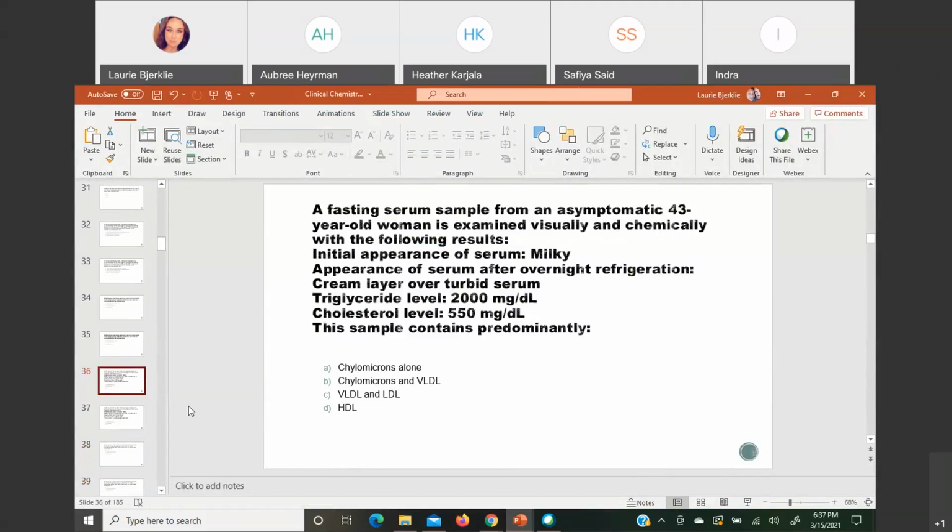A fasting serum sample from an asymptomatic 43-year-old woman is examined visually and chemically with the following results. The appearance of the serum was milky. After overnight refrigeration, it had a nice creamy layer over turbid serum. Oh, yummy. And then the triglyceride level was 2,000. The cholesterol level was 550. What is predominantly in that serum sample? This sample contains predominantly what?